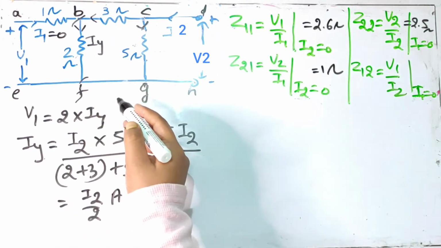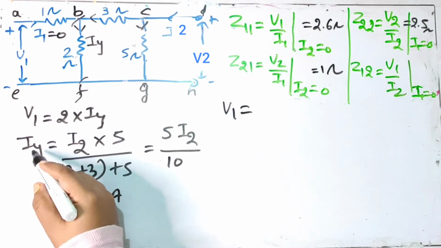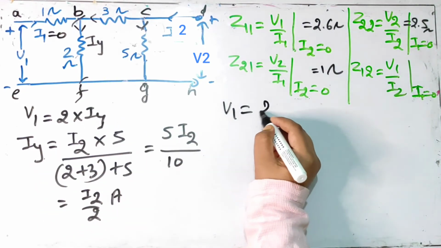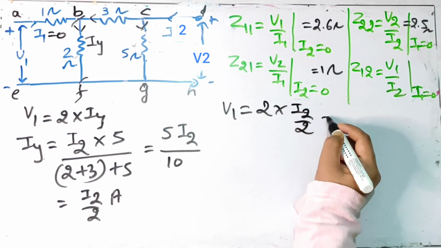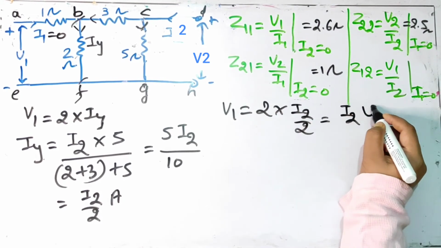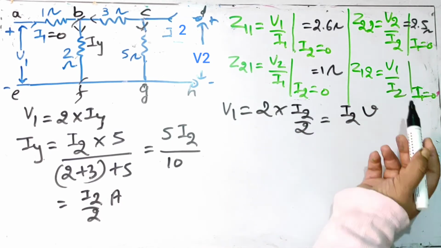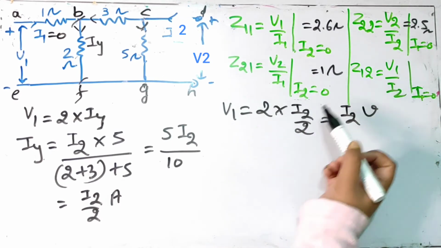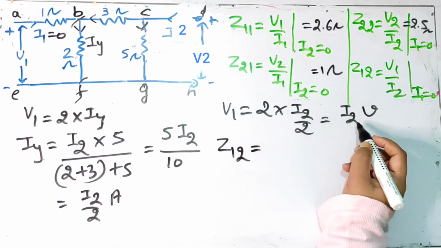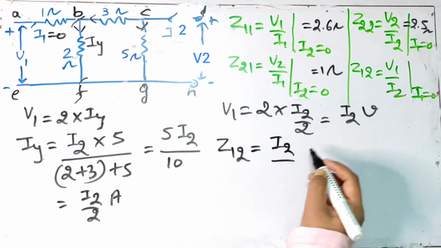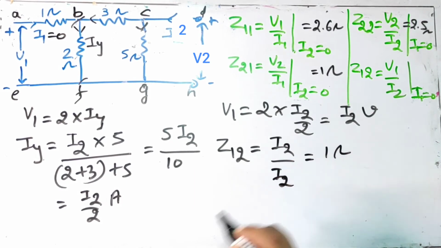Why am I doing this calculation? In order to find out V1. So let's just put the value of IY here, 2 into I2 by 2, I2 voltage. So the value of V1 is I2 voltage. So now we'll just simply put the values here. Z12 is equal to, put the value of V1, I2, and in denominator I2, it turns out to be 1 ohm.